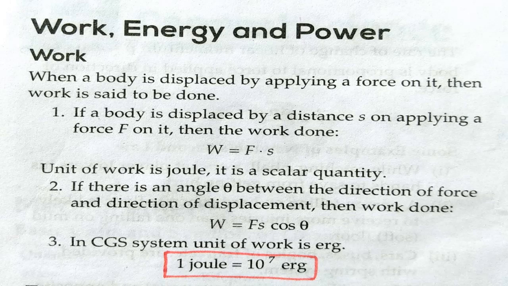First one, if a body is displaced by a distance S by applying a force F on it, then the work done W is equal to F into S. The unit of work is joule and it is a scalar quantity.